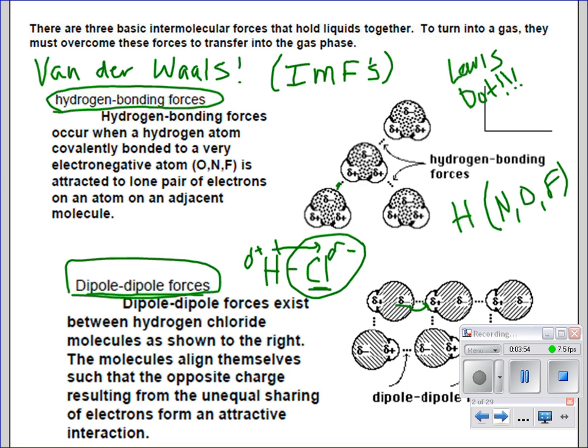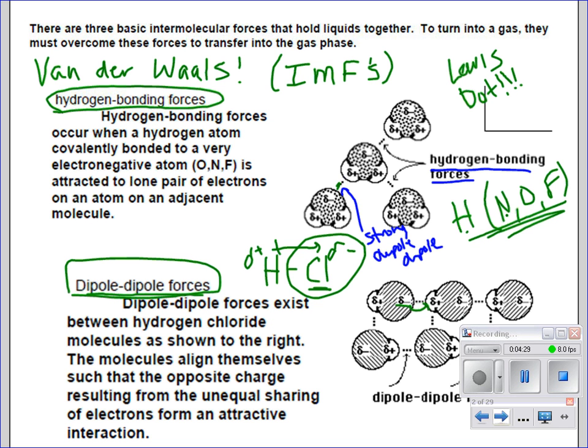Where do they get the cutoff? I don't know why they established the cutoff where they did. There's such a strong polarity difference in molecules that have hydrogen bonded to one of these things that the dipole-dipole is super, super duper strong. So this right here is a strong dipole-dipole. And this dipole-dipole is called hydrogen bonding forces.